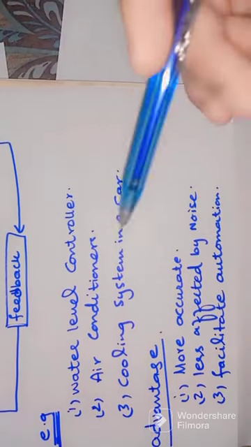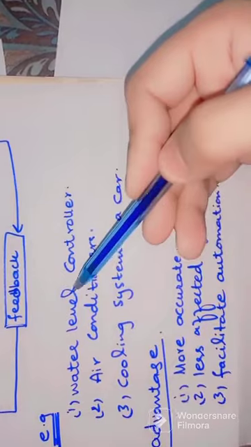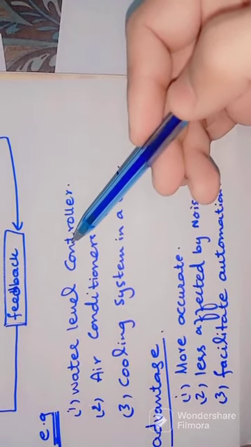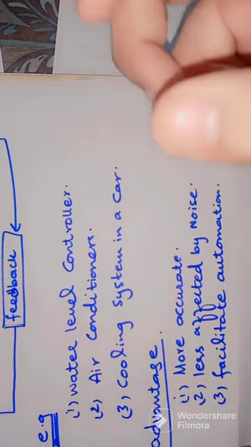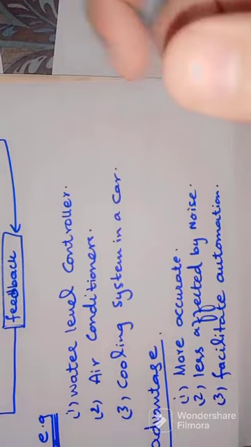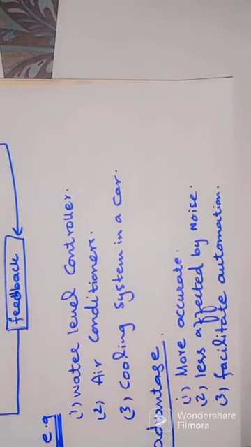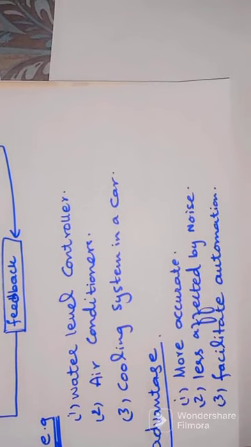So let's come to the next point, which is examples of closed loop control. The first one is a water level controller. Water level indicators are based on the closed loop control system. You are all familiar with the water tanks you have in your houses, which have a water level indicator. Whenever the water level falls below that point, the water pump automatically turns on.